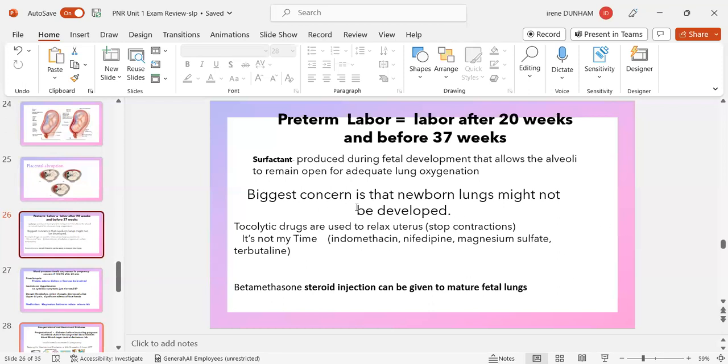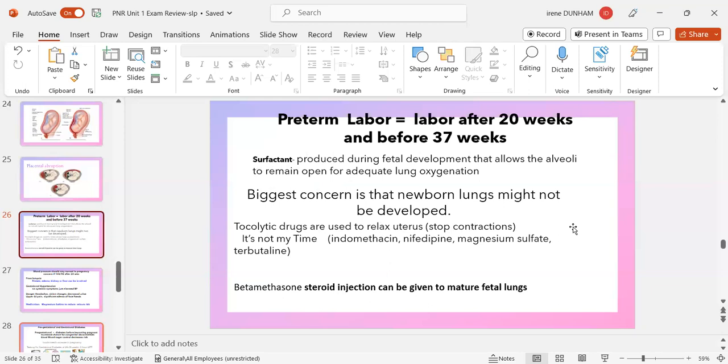So all of this, this betamethasone, helps to mature the fetal lungs by increasing the production of surfactant. It's like a stimulant to the surfactant. It says, okay, hurry up, get going, start producing more, okay? And then the baby has a better chance when it's born to breathe.